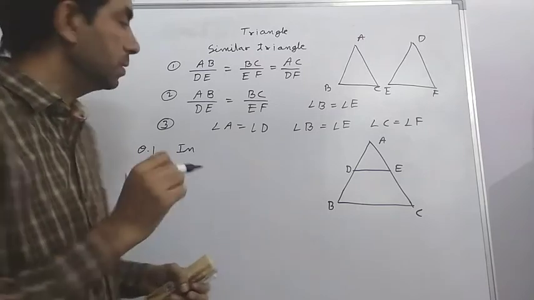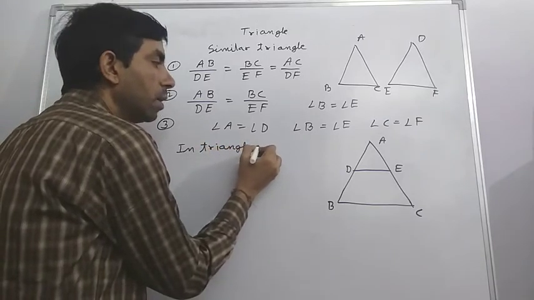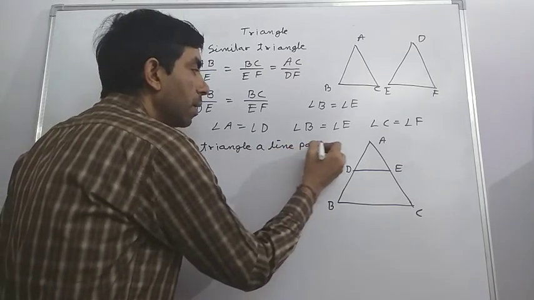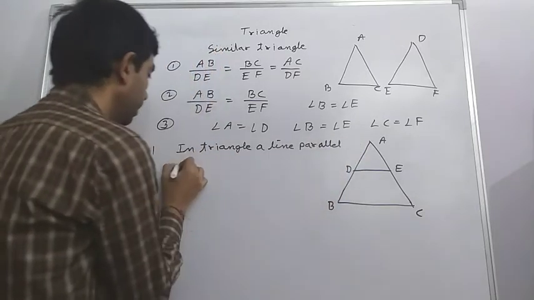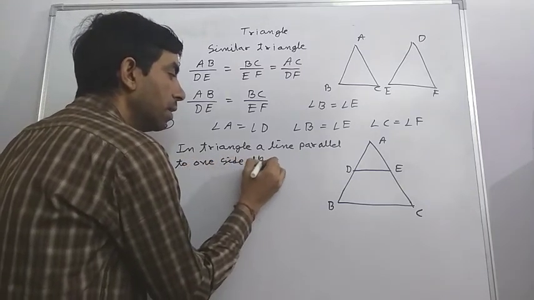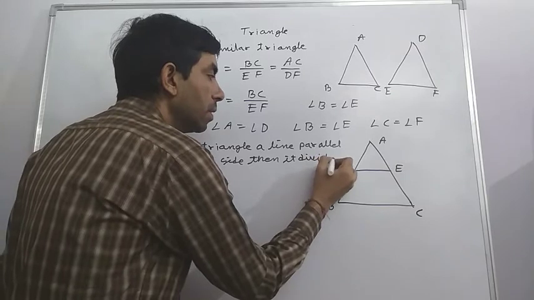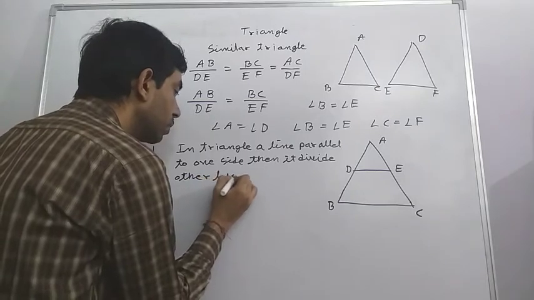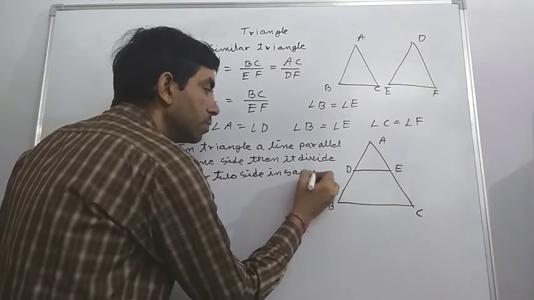So we have to prove first: in a triangle, a line parallel to one side, then it divides the other two sides in the same ratio.